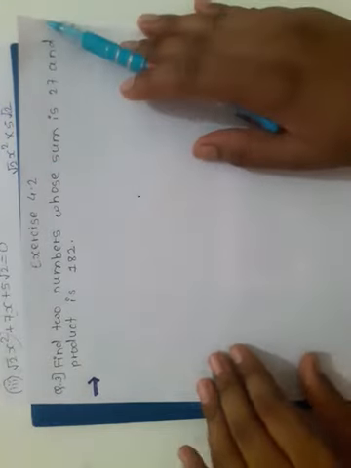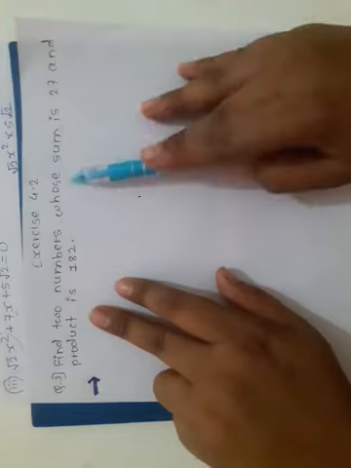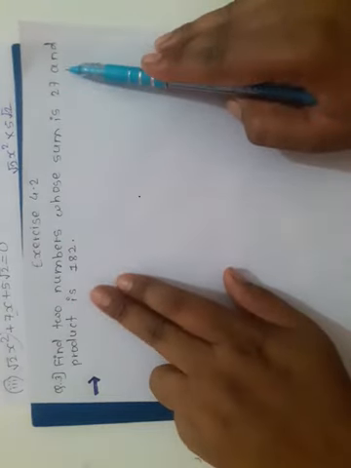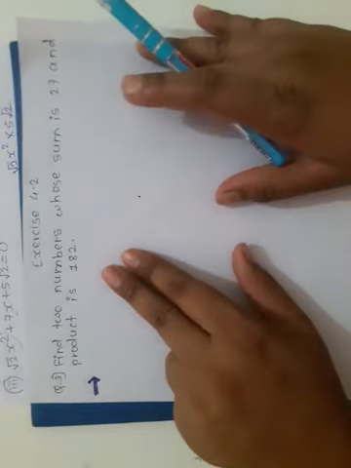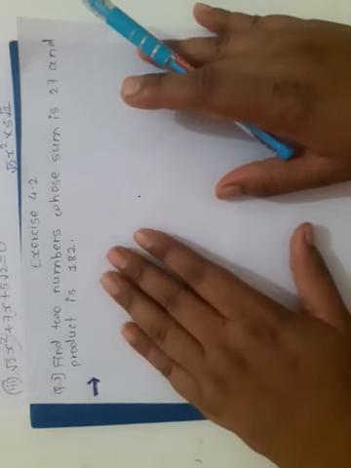Now come to our next question. Question number 3 of exercise 4.2. Find two numbers whose sum is 27 and product is 182. Okay, so the conditions are given to us. We have to obtain the quadratic equation.